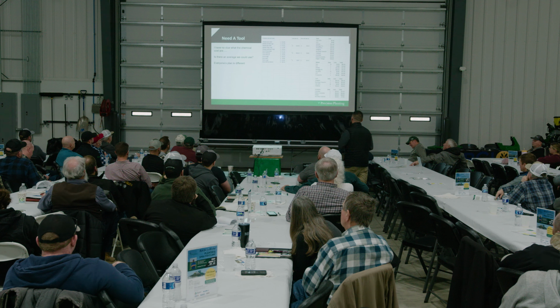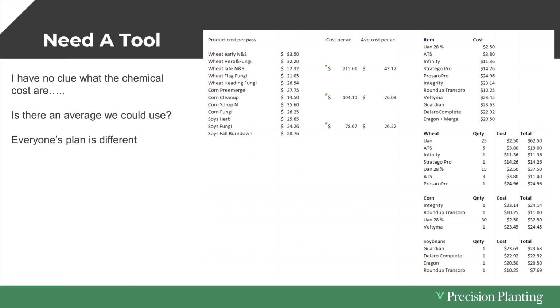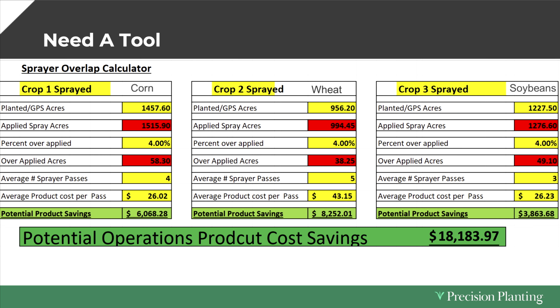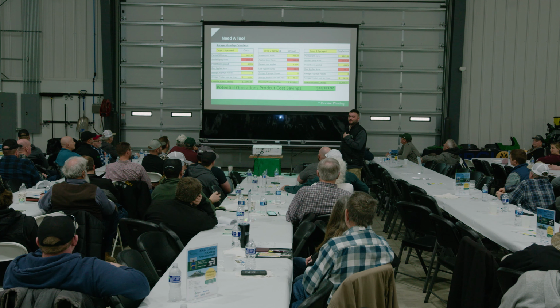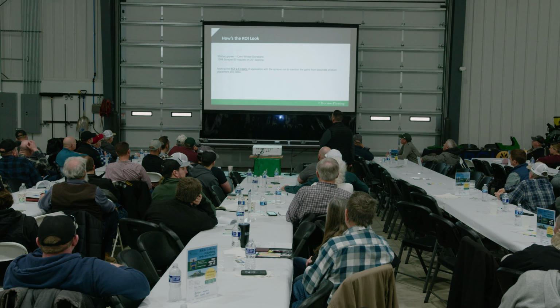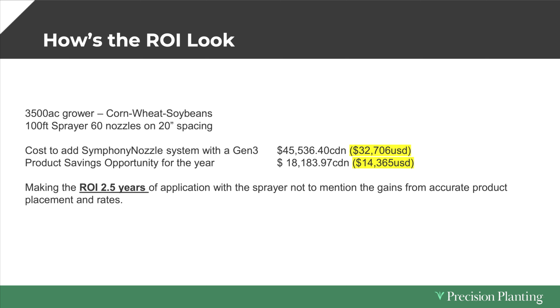So we did another ROI here. Everybody's crop plan is a little bit different. I know it's kind of blurry to see, and it's death by PowerPoint looking at these numbers. But this farmer here had $18,183 of extra applied chemicals. Do you think that pays for the system? So we figured it out here. It was an average ROI of 2.5 years on that one sprayer.